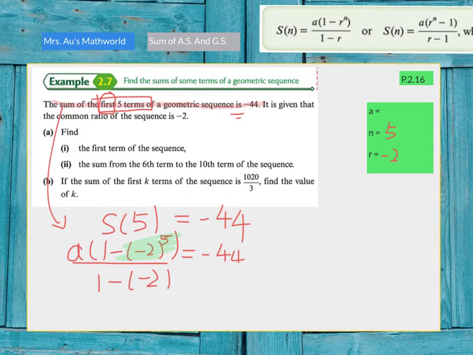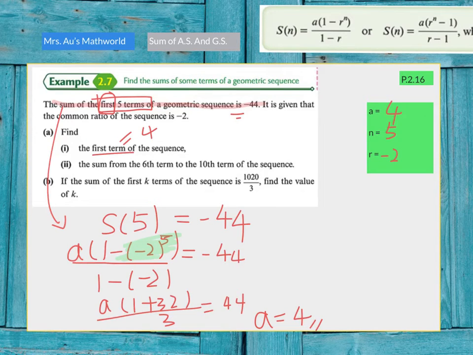Then you get a times 1 plus 32, divided by 3, equals 44, and you get the answer a equals 4. So this is the first term. Therefore, the first term is 4. So this is for part A1.